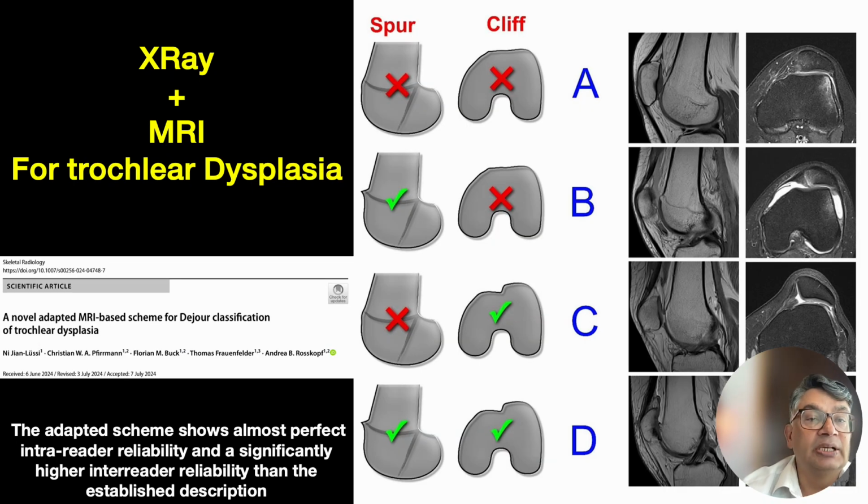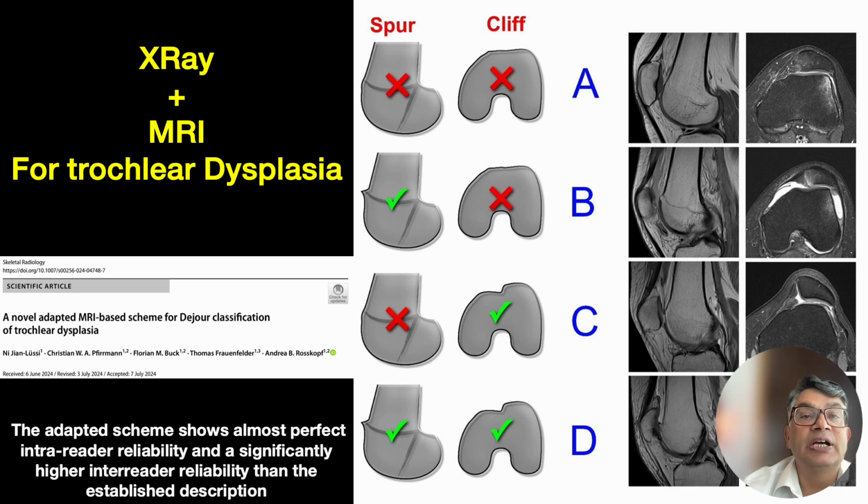Of late, this is again a 2024 paper. Of late, what we understood is that the X-ray analysis of trochlear dysplasia is extremely difficult, and it has inter-observer and intra-observer reliability issues. So that is why we started combining the X-ray finding with the MRI finding of trochlear dysplasia. And this is one of the papers, published again in 2024, which says that probably MRI is a better investigation, and the adapted scheme shows almost perfect intra-reader reliability and a significantly higher inter-reader reliability than the established description.